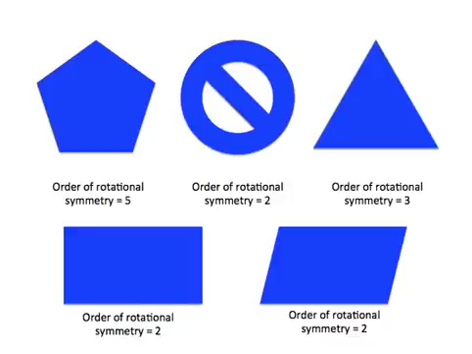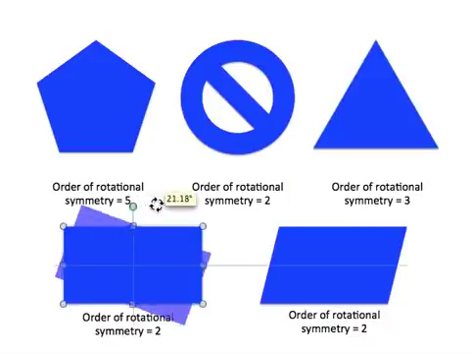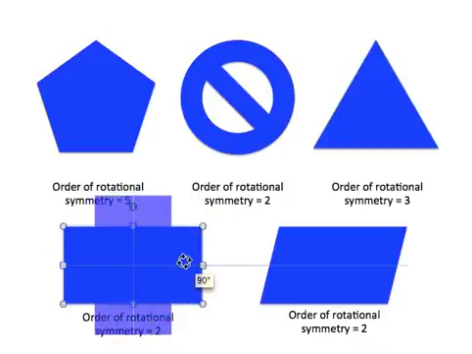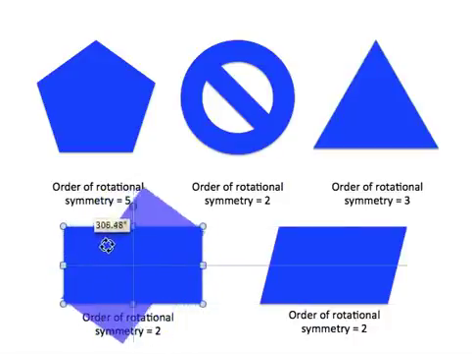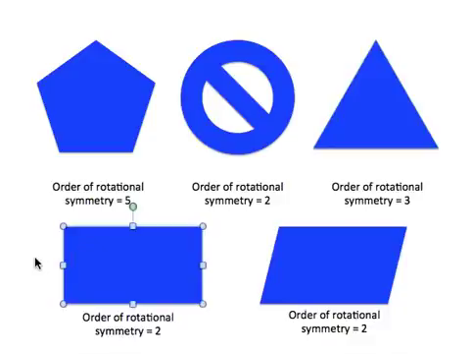Here are the answers. Let's examine the oblong. By rotating it 90 degrees, it's no longer the same. It has to spin 180 degrees or 360 degrees to be the same. Therefore, its order of rotational symmetry is 2. It's the same with the parallelogram.